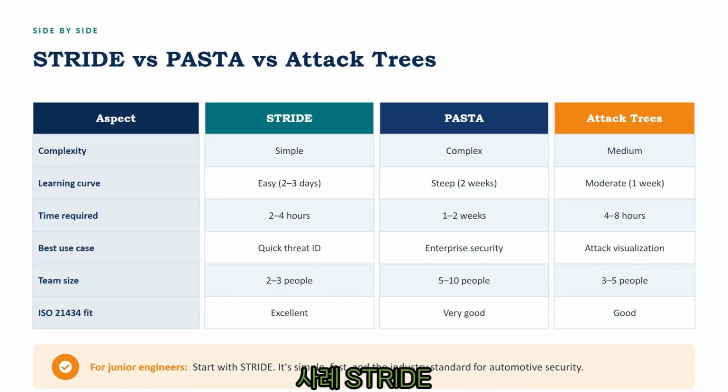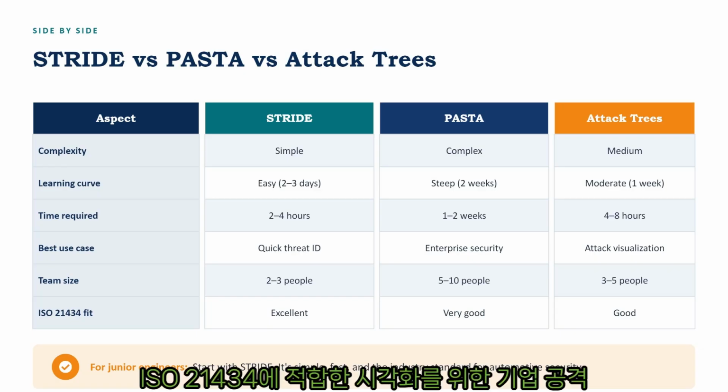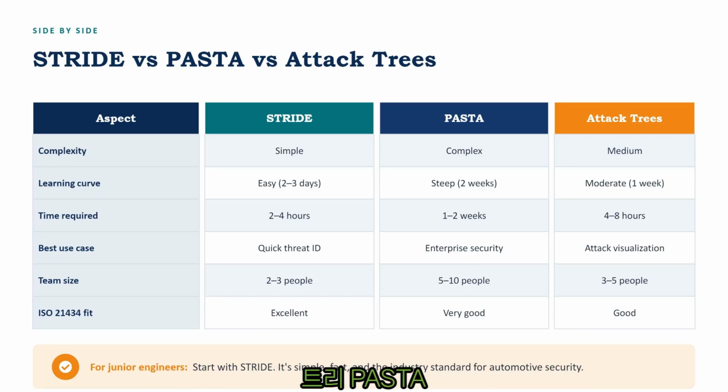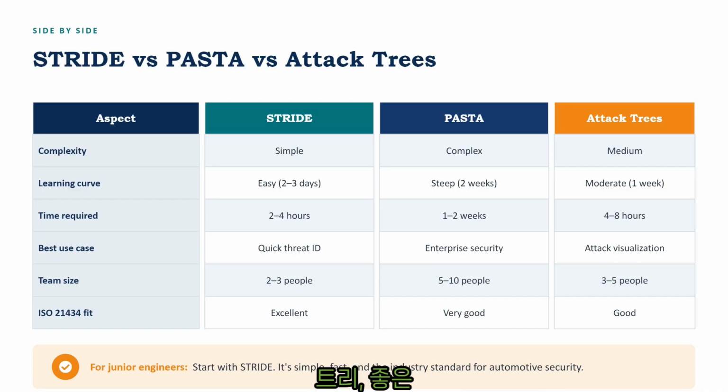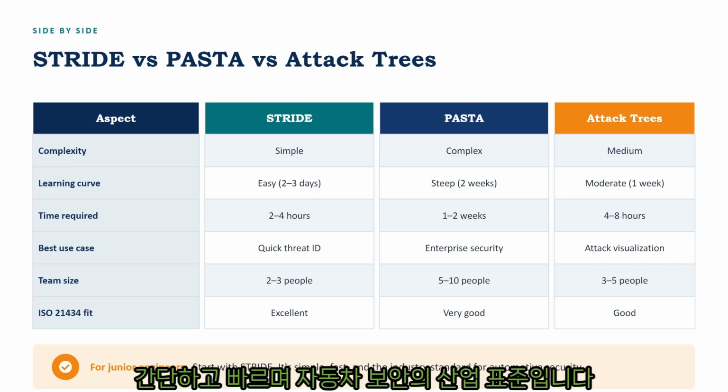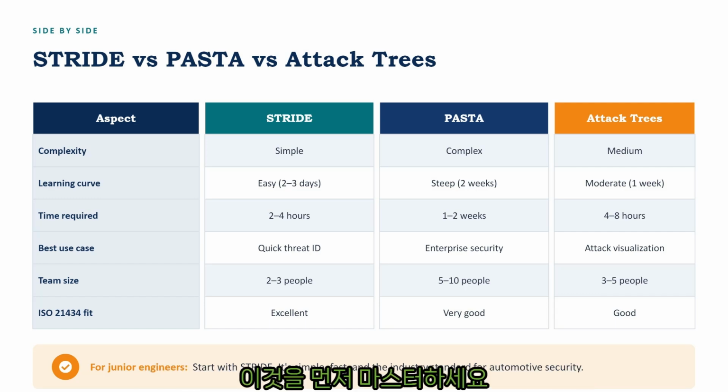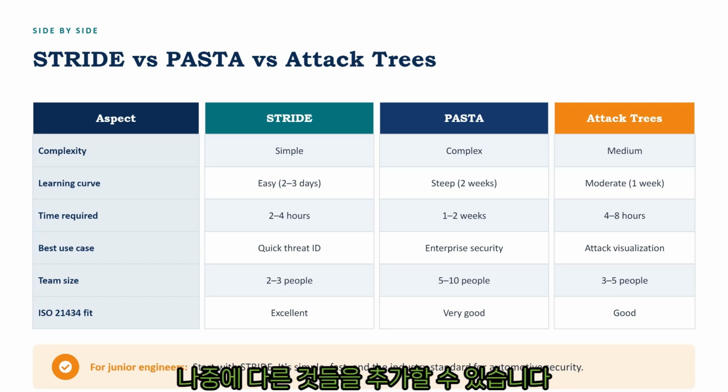Best use case. STRIDE for quick threat ID. PASTA for enterprise. Attack trees for visualization. Fit with ISO 21434. STRIDE, excellent. PASTA, very good. Attack trees, good. So here's the honest advice for a junior engineer. Start with STRIDE. It's simple, it's fast, and it's the industry standard for automotive security. Master this first. You can always add the others later.